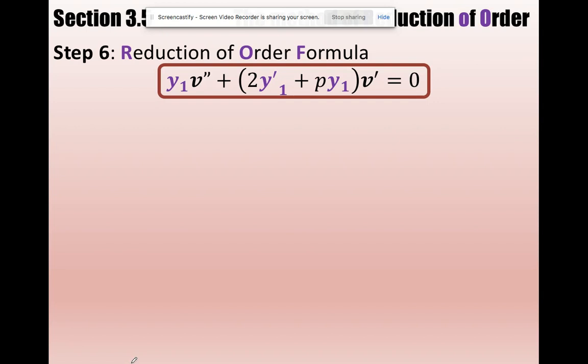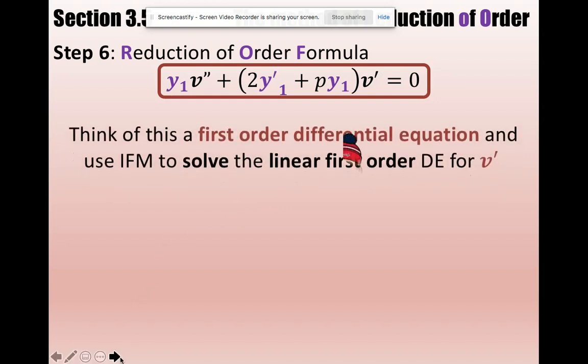That's my reduction of order formula. The given solution times the second derivative of v, plus, now remember what this was defined to be, 2 times the first derivative of the given solution plus p times the given solution, all of that times v prime is equal to 0. Whoa. Who thinks of this stuff? Abel did.